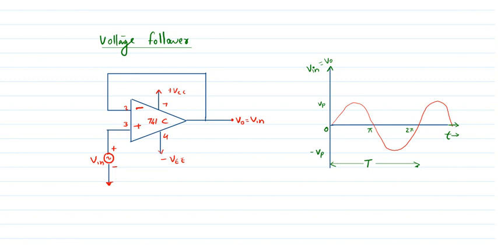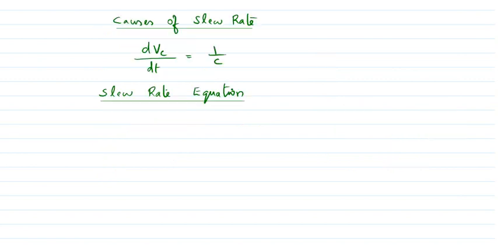In the output, what we give to the input, that we will get at the output of the op-amp. So V0 equals V in, that is written here, and you can see the output diagram also. Whatever the input is, the same way we get the output. So this is the output waveform, and we will find out the slew rate equation according to this circuit.